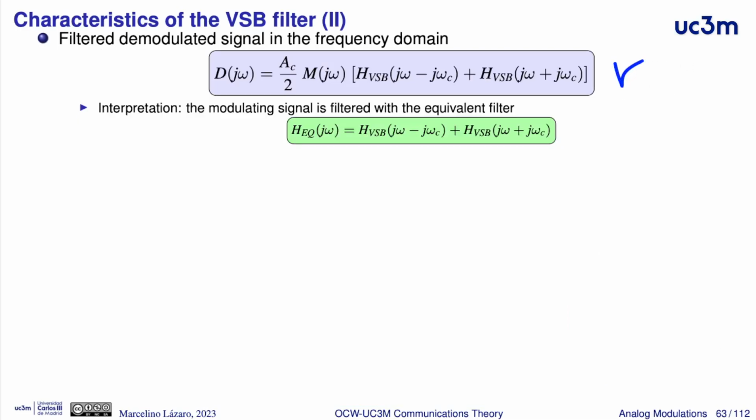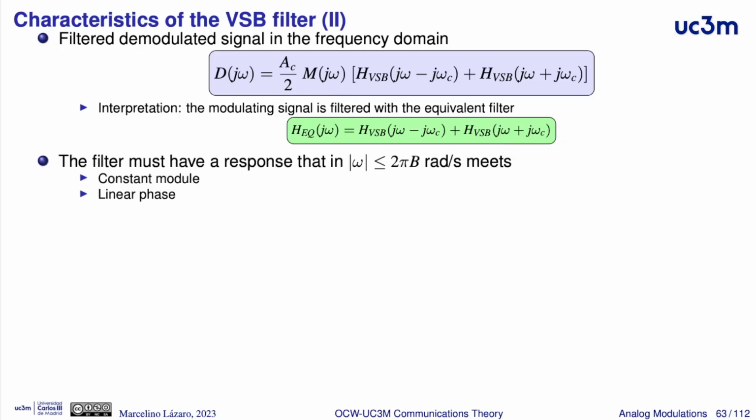If now we analyze this expression, we can see that the equivalent effect is to have a filter that is filtering the modulating signal and that has this equivalent response. The addition of these two replicas of the frequency response of the vestigial sideband filter. One is shifted omega c, the other one is shifted minus omega c. This means that this equivalent filter must have an ideal response in the bandwidth of the modulating signal. It is necessary to have a constant modulus and a linear phase.